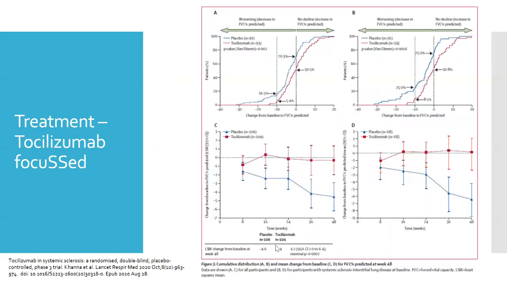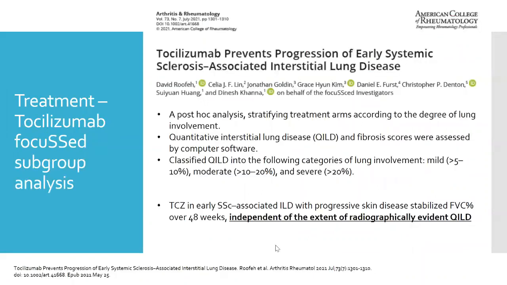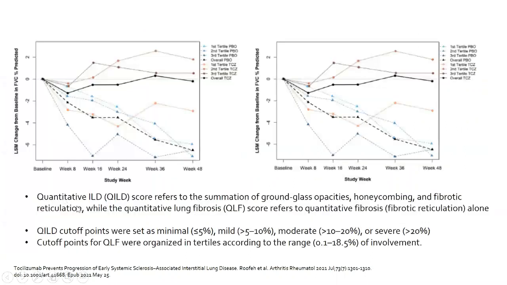Again, I'm kind of going to brush over some of these. But this study was kind of important because this looked at patients who were in the FOCUS trial. They did a subgroup analysis of patients in the FOCUS trial, and they stratified these patients into their severity of ILD and fibrosis scores. So they took what is called the quantitative ILD score, which basically is a summation. It takes ground glass opacities, honeycombing, reticulation, all of these together and puts them into different scores. And then you have just fibrosis scores, which just looks at fibrosis.